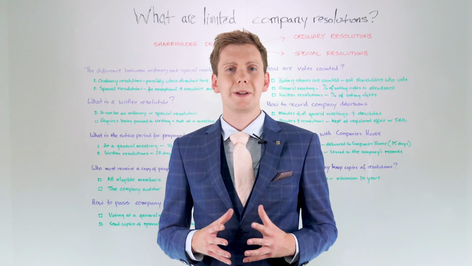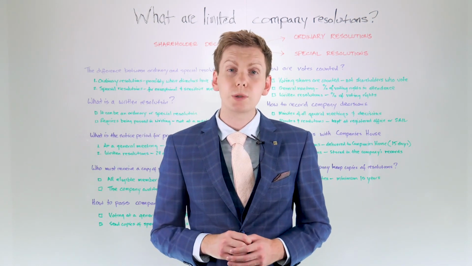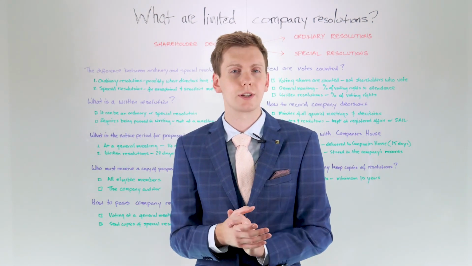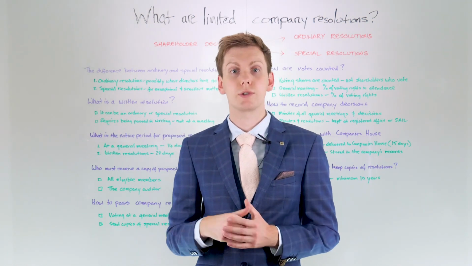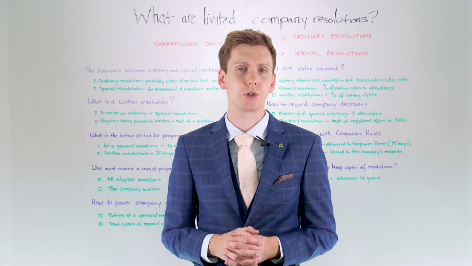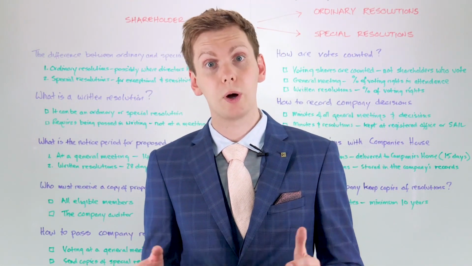So how do you record company decisions? Company decisions have got to be recorded by taking minutes of all general meetings and decisions. Copies of minutes and company resolutions must be kept at the registered office or SAIL address for at least 10 years and made available for inspection. Statutory company records and registers should also be updated accordingly where required.